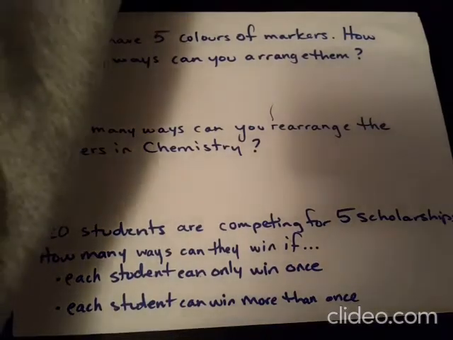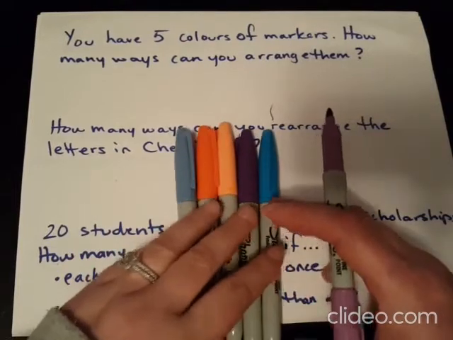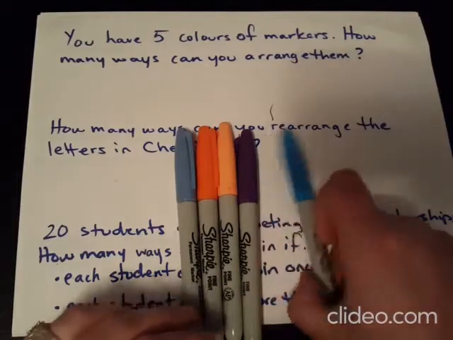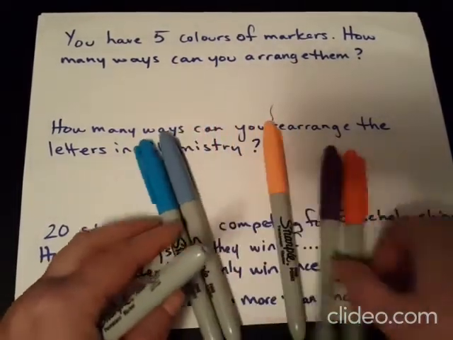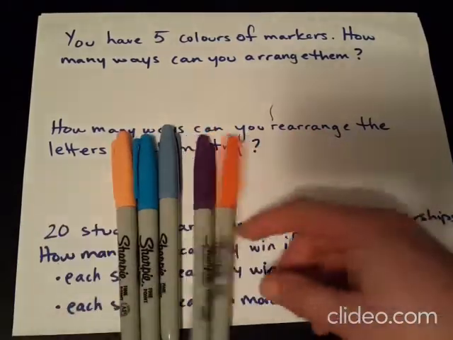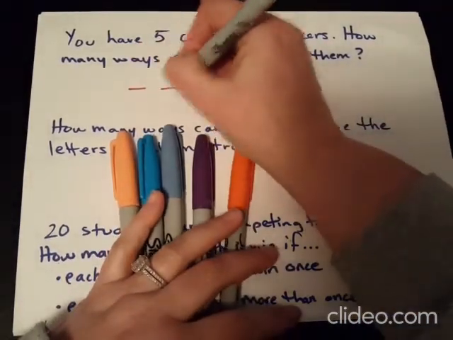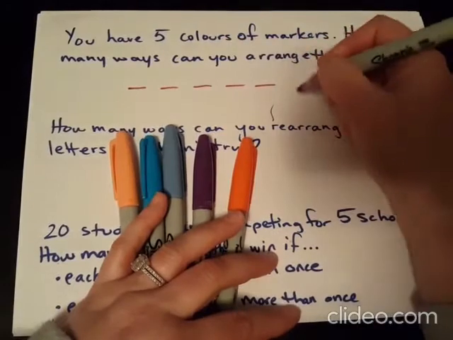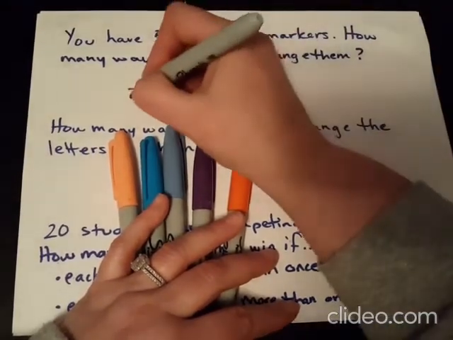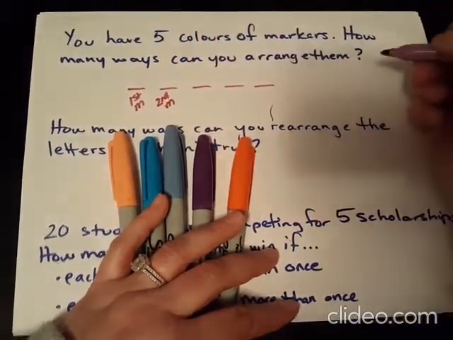So here, let's just take a look at one question. We've got 5 colors of markers, and I'm trying to arrange them, put them in order. How many different ways, unique ways, could I arrange them? So what I'd like to suggest is that we use placeholders. These are not meant to look like divide. It's just like a blank, so this would be like the first marker. This is the second marker, etc., etc.